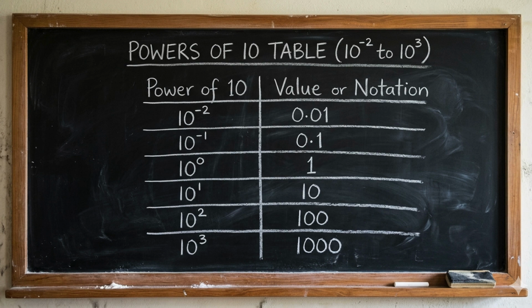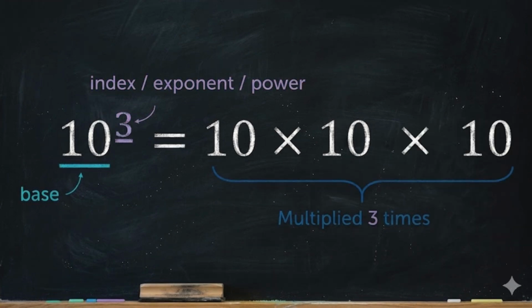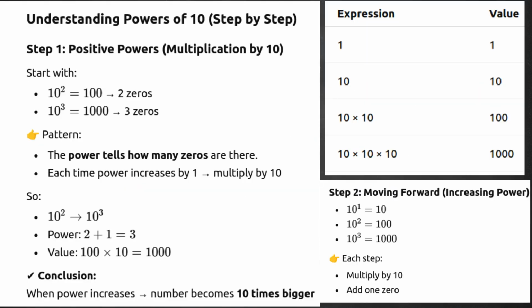Here's the idea: 10 to the power of 2, 100. This means 10 multiplied by itself 2 times. So power 2 means 2 zeros after 1. Now look at this: 10 to the power of 3, 1000. Instead of multiplying again and again, just look at the power. Write 3 zeros, put 1 in front. As the power increases, the number of zeros increases. That means we are multiplying by 10 again and again.